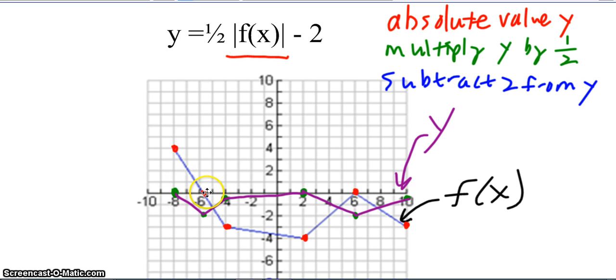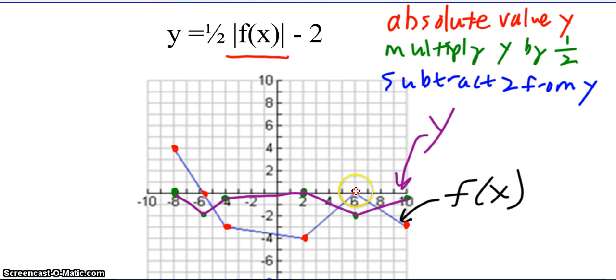Now I have to take the 0 point. So the absolute value of 0 is 0. 0 times 1/2 is 0. 0 minus 2 is negative 2. The absolute value of negative 3 is positive 3. 3 times 1/2 is 1.5. 1.5 minus 2 is negative 0.5. The absolute value of negative 4 is positive 4. 4 times 1/2 is 2. 2 minus 2 is 0.